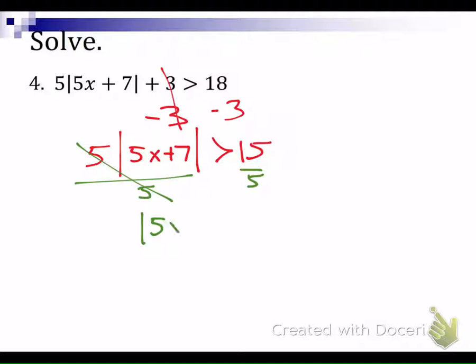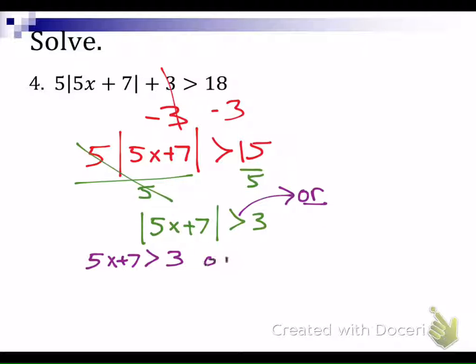Absolute value of 5x plus 7 is greater than 3. Greater than is what type? Or. Come on, guys. Greater. So 5x plus 7 greater than 3 or 5x plus 7 less than negative 3. Perfect.